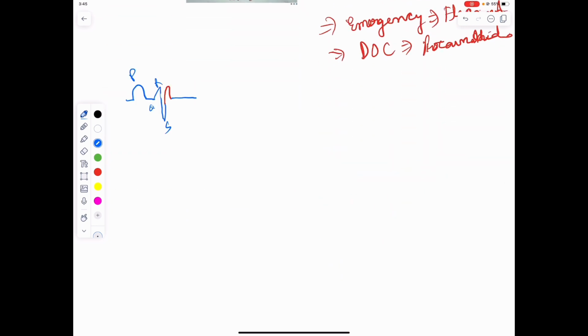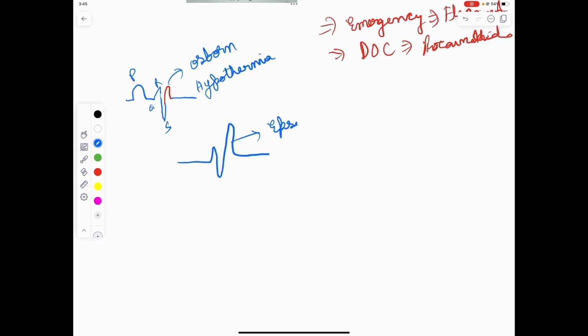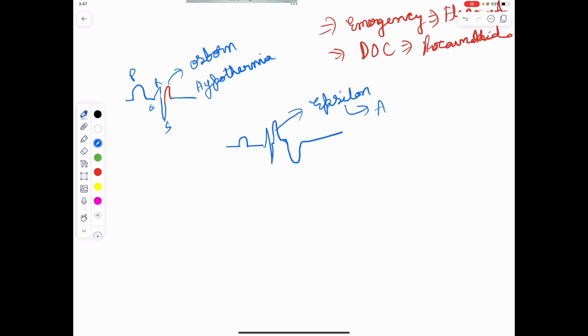Now we move on to other diseases. Remember, this is the Osborne wave. The Osborne wave is seen in hypothermia. Now there is another kind of wave known as the epsilon wave. The epsilon wave is seen in arrhythmogenic right ventricular dysplasia. Once again, here is the P wave, and this is the epsilon wave. This is based on ARVD disease. This can manifest in the form of sudden cardiac death. This is seen in familial cases.